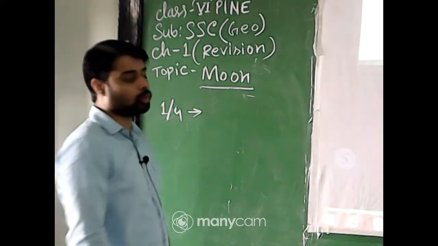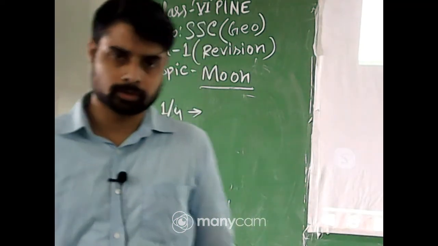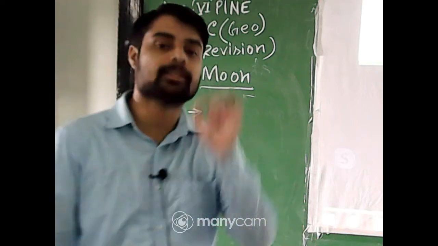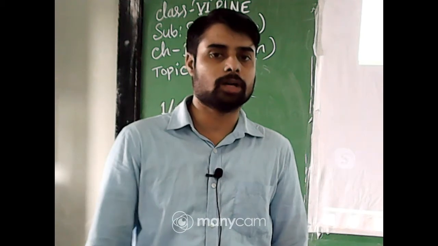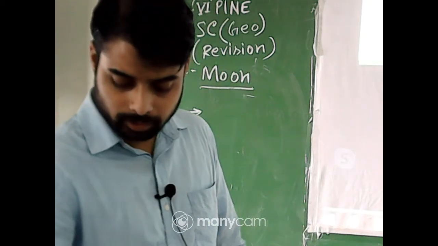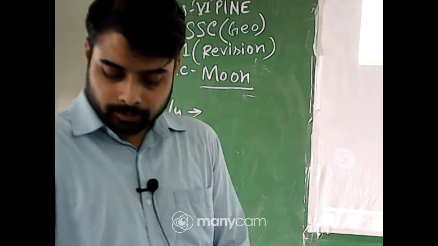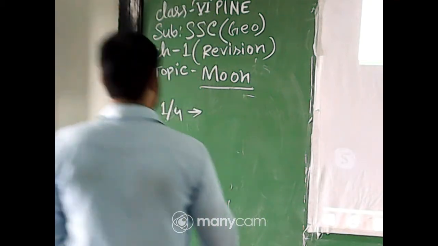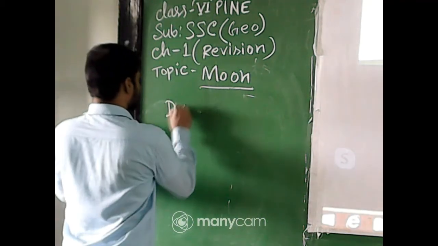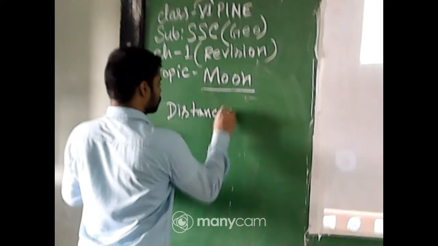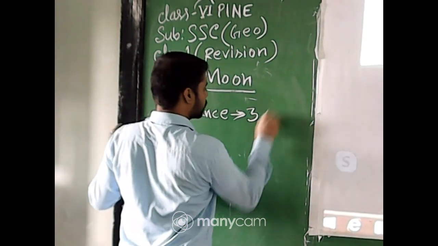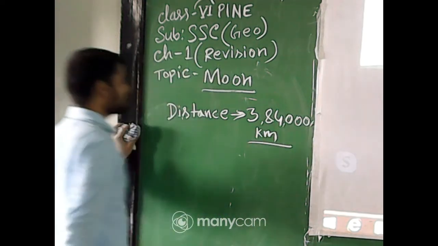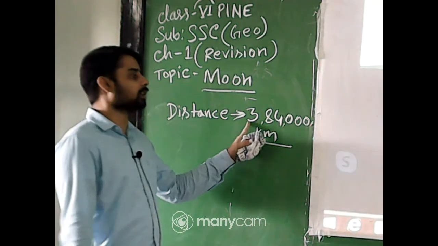But why does the moon look so big on a full moon night? Because it is the closest celestial body. Remember that the moon is the closest celestial body to our Earth. The distance between the moon and the Earth is 3,84,000 kilometers.